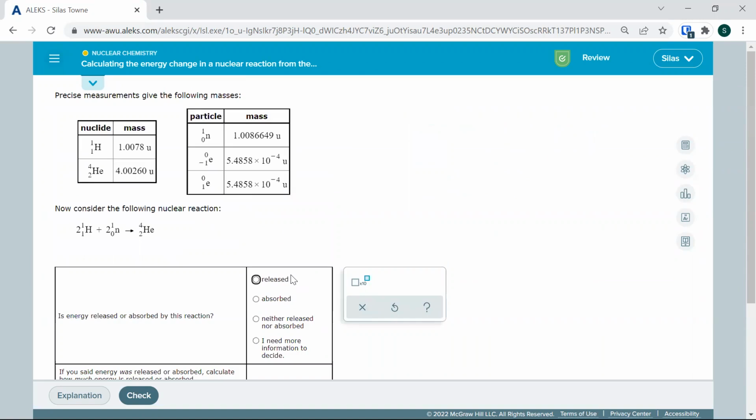So let's add them up. So this is a fusion one. So we're small elements fusing together instead of large elements breaking apart. So let's see what happens here. So we got product side, we got just our helium, which is 4.00260. Our reactant side is 2 hydrogens and 2 neutrons.